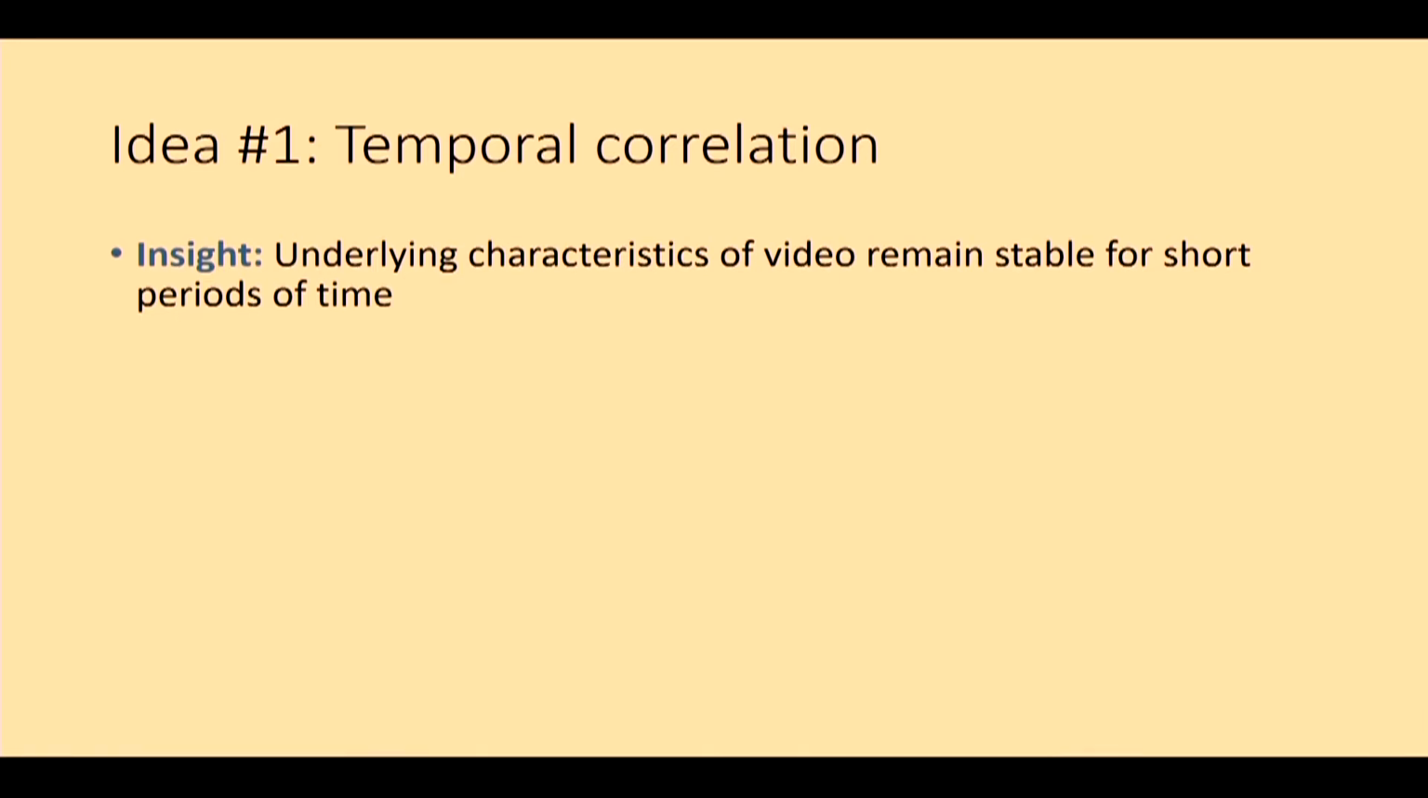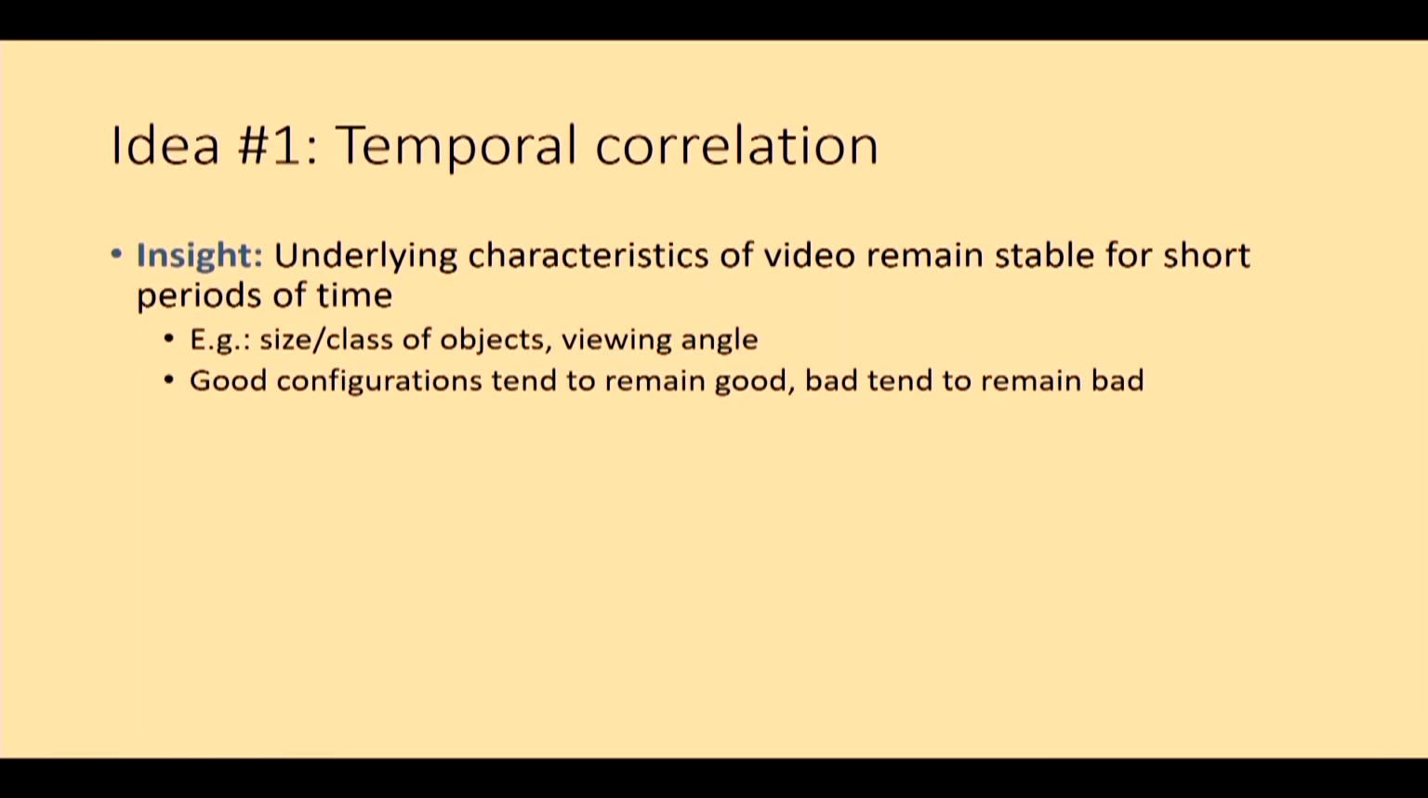So what do I mean by temporal correlation? It's a very simple insight, which is that the underlying characteristics of a video remain stable for short periods of time. So think about things like the size or the class of the objects or the viewing angle of your camera. And so what this means is that configurations that are good tend to remain good for some time, and configurations that are bad tend to remain bad.